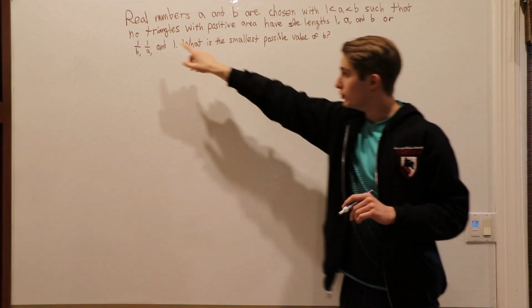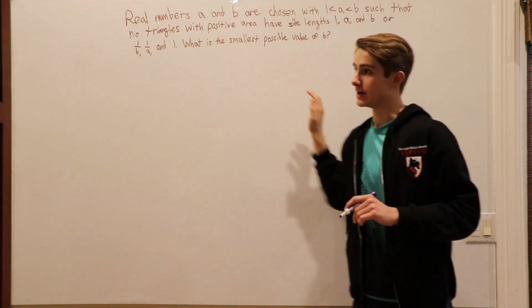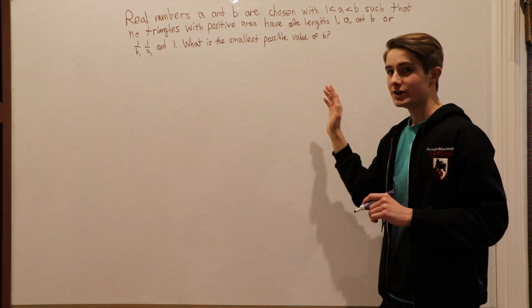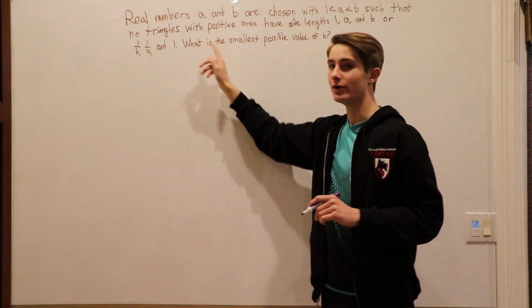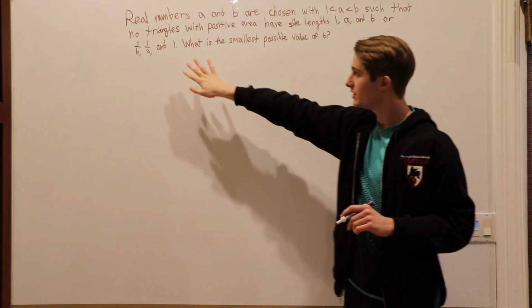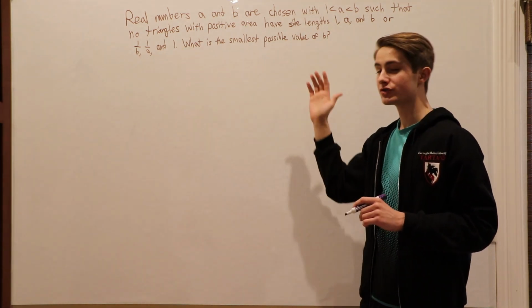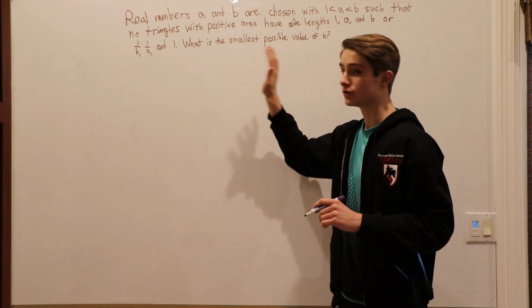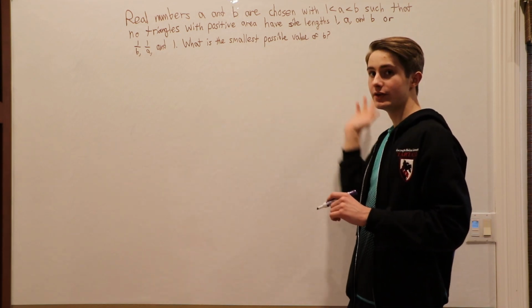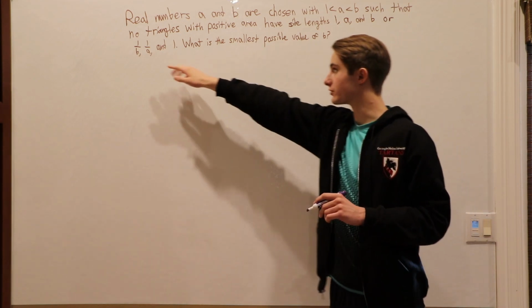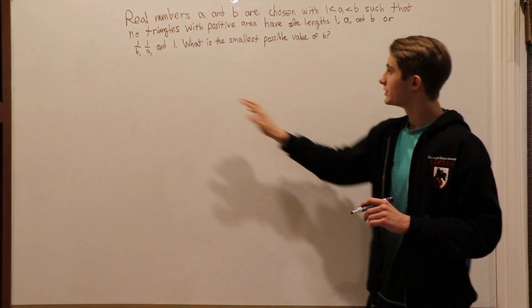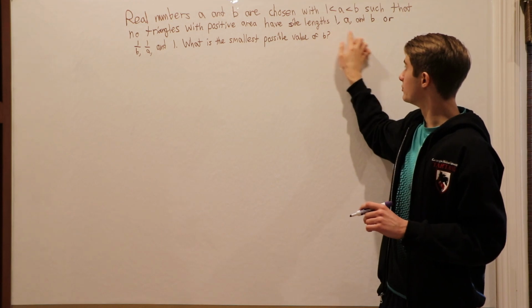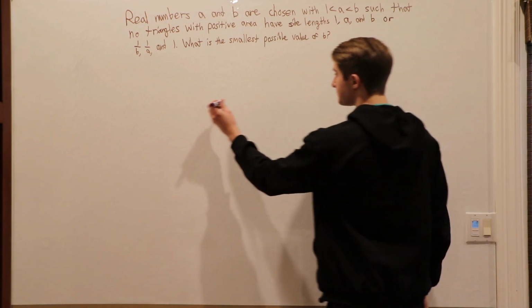Now when I see "no triangles with positive area," I don't have very many theorems and formulas and rules that deal with triangles that don't have positive area. So when I see this, what I think is we should start by looking at triangles with positive area and then reverse what we have so that we can look for when there are no triangles with positive area. So let's look at a triangle that has side lengths 1, a, and b.